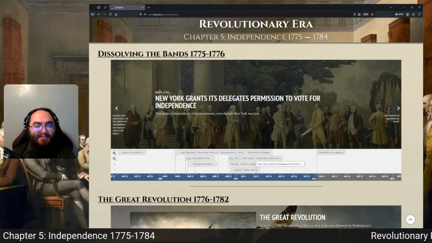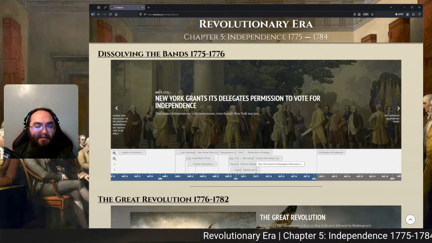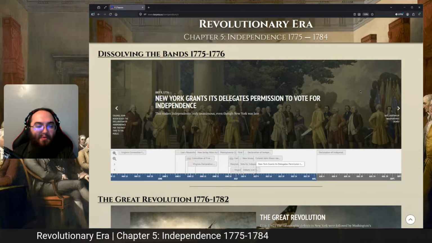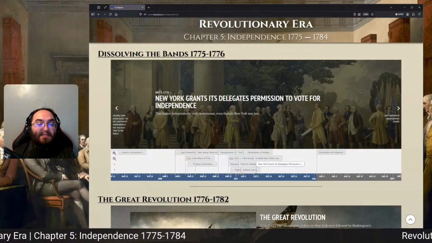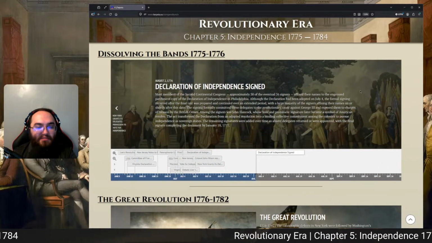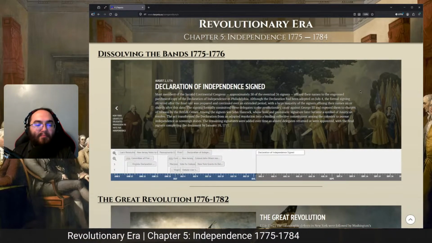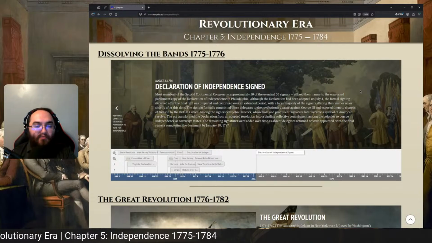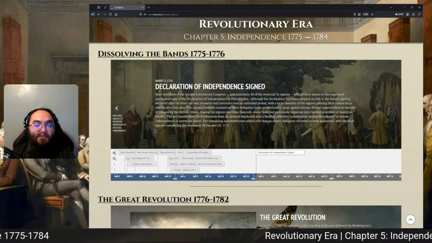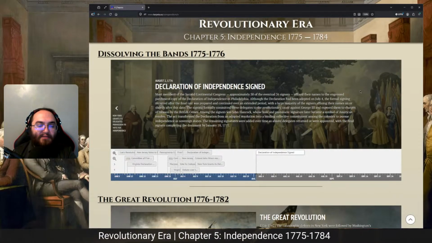New York grants its delegates permission to vote for independence on July 9th. So New York was going to be about a week late in declaring independence. And then on August 2nd, 1776, the Declaration of Independence is signed by most of the members of those who voted for independence. So 50 of the 56 signers signed it on August 2nd.